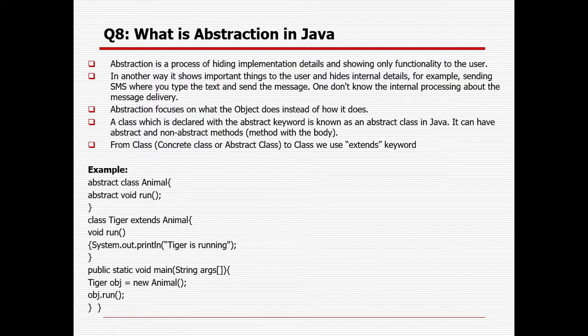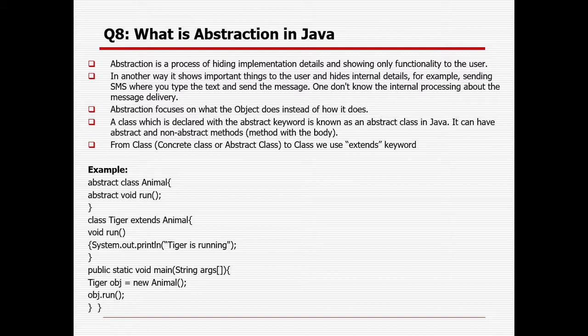What is abstraction in Java? Abstraction is the process of hiding implementation details and showing only functionality to the users. Here I have given some examples. Suppose whenever we want to send an SMS, right? We need to type the text and then we need to send the SMS. So we do not know the internal processing, right? But we send the SMS and the intended recipients get the SMS. So without knowing the internal logic, we can send or receive the SMS.